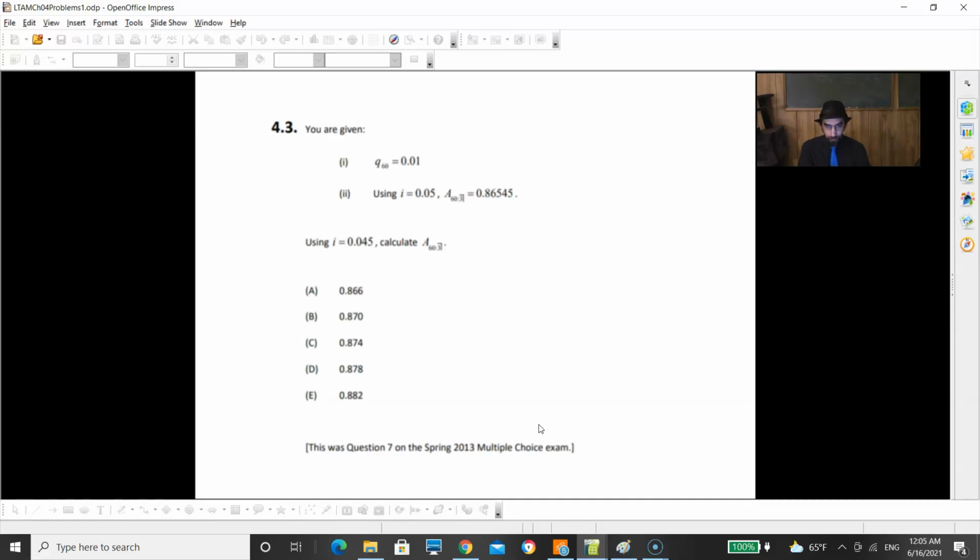Problem 4. You're given q_60 using i equals 0.05. You're given A_{60:3}. If i were decreased to 0.045, calculate A_{60:3}. So you see a 3-year endowment insurance here.